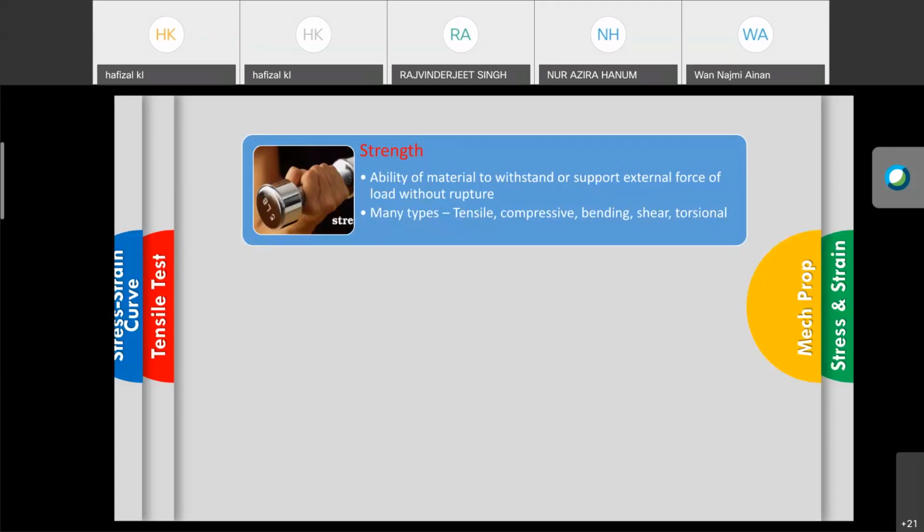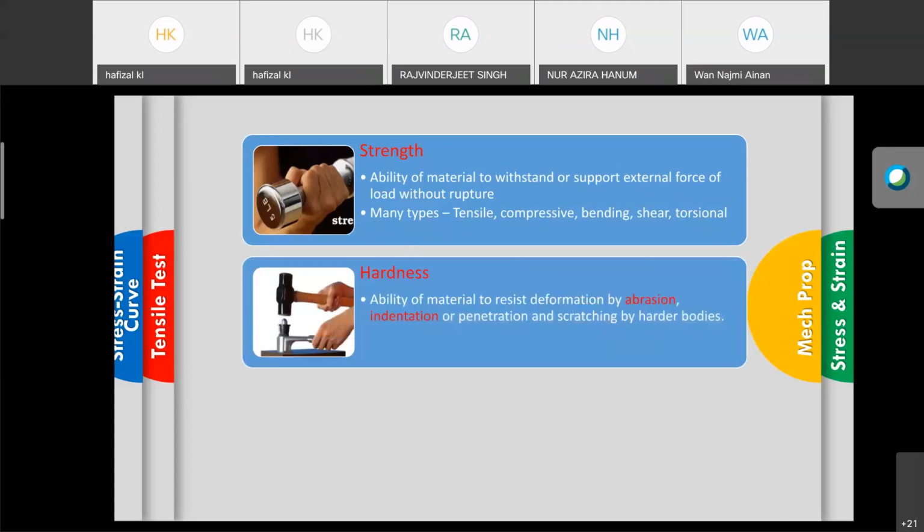Okay, there are many types of strength. We will talk about tensile, compressive, bending, shear, torsional. This is strength. So when we talk about strength, basically we will talk about these items.